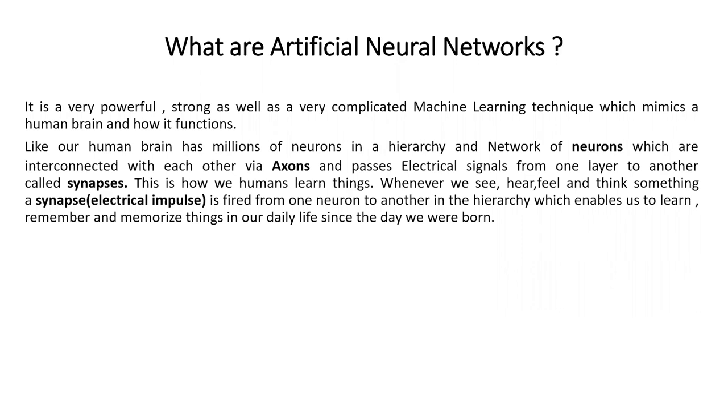So artificial neural networks are nothing but very powerful, strong, and complicated machine learning techniques which mimic a human brain and how it functions. As I said, the human brain has millions of neurons in a hierarchy, and networks of neurons which are interconnected with each other via axons.